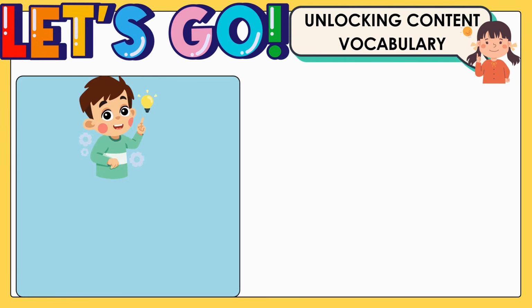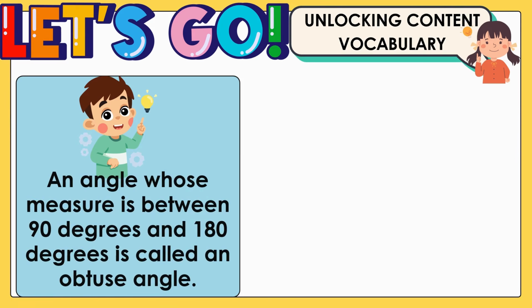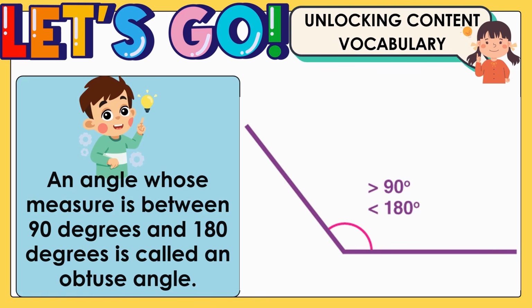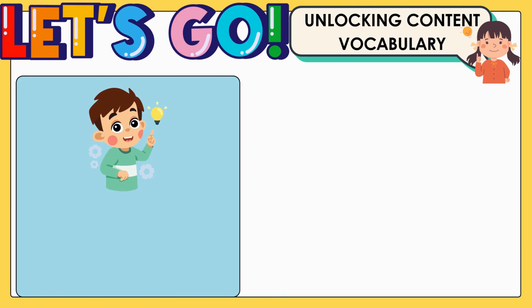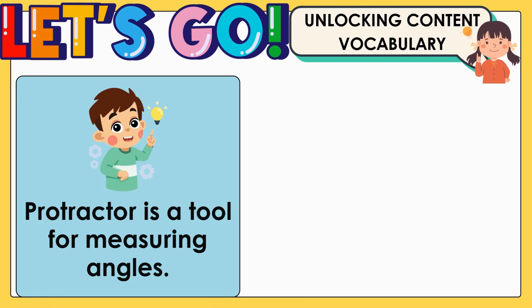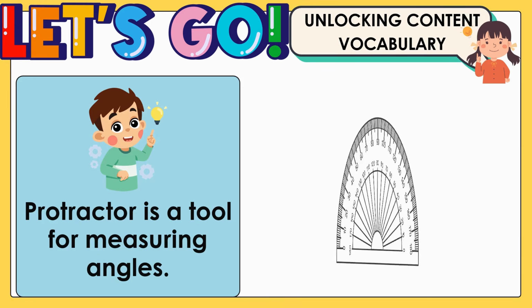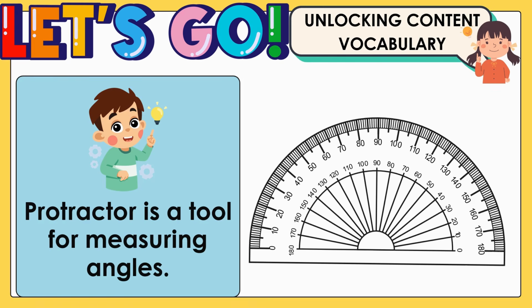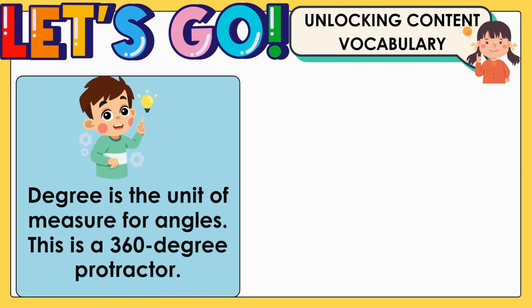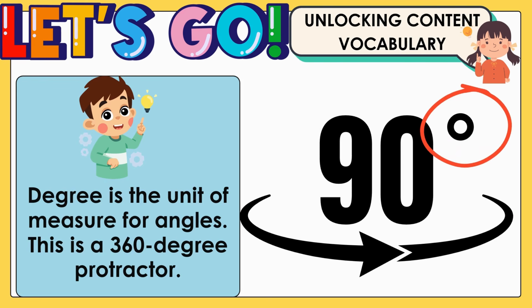Let's unlock content vocabulary. First, an angle whose measure is between 90 degrees and 180 degrees is called an obtuse angle. Second, protractor. Protractor is a tool for measuring angles. Third word is degree. Degree is the unit of measure for angles. This is a 360-degree protractor.